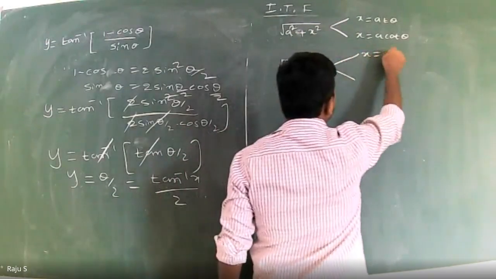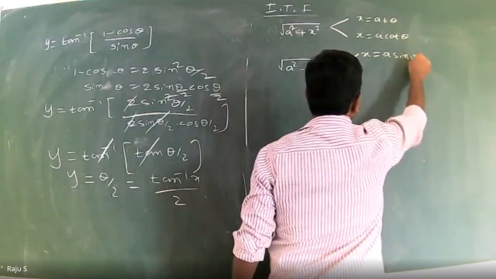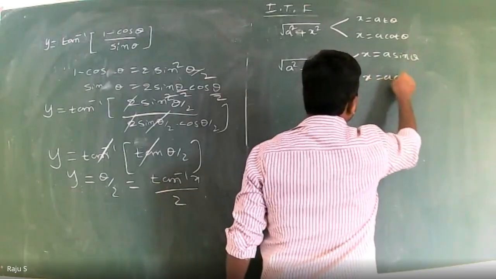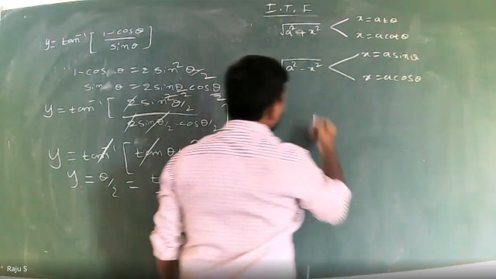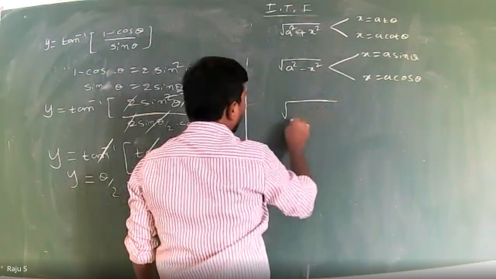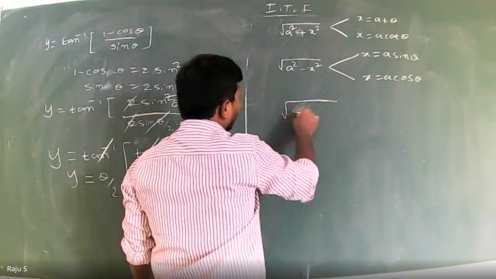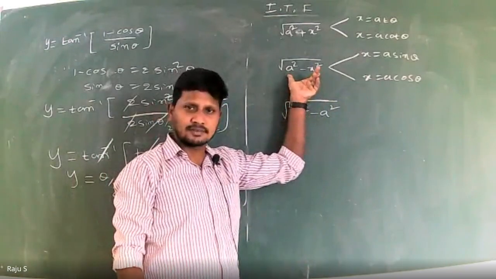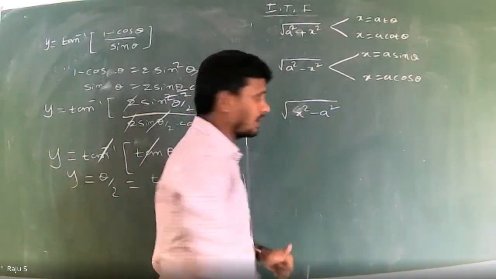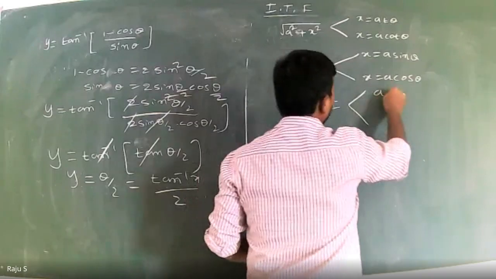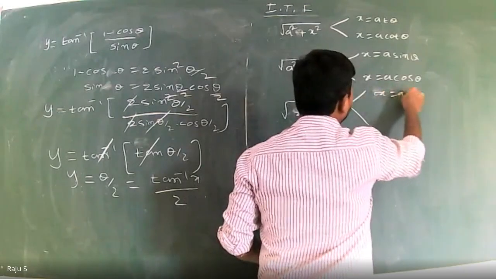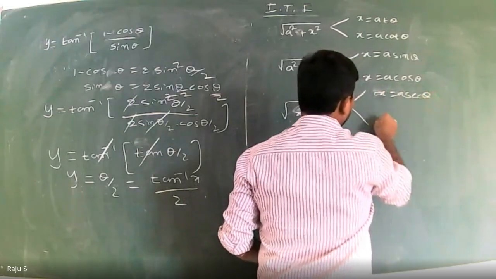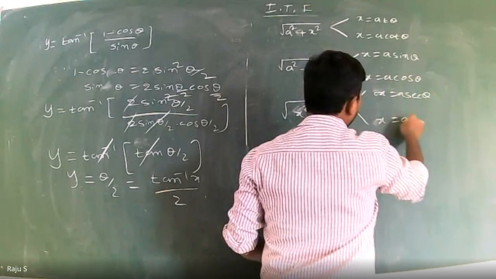Either substitute x is equal to a sin theta or x is equal to a cos theta, because we'll get a standard form. So a square minus x square here, and x square minus a square here. See the difference. Now again two cases, either you can substitute x is equal to a secant theta or x is equal to a cosecant theta.